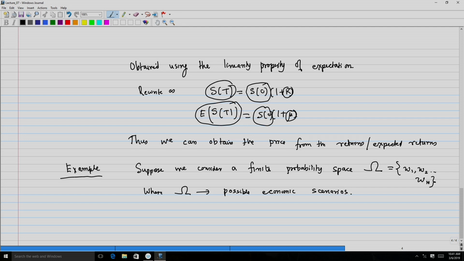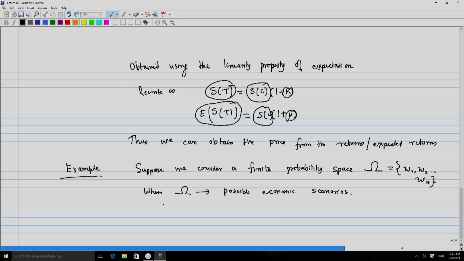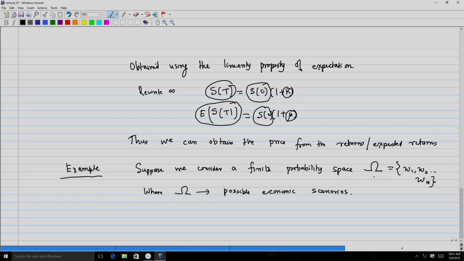That means that the sample space omega or the probability space omega could comprise capital N number of different economic scenarios or states of the economy. So, we will look at a simpler example later on in the lecture of what I actually mean by the economic state or state of the economy. So, coming back to this, we have this finite probability space with omega 1, omega 2 all the way to omega n representing the capital N number of possible economic states.